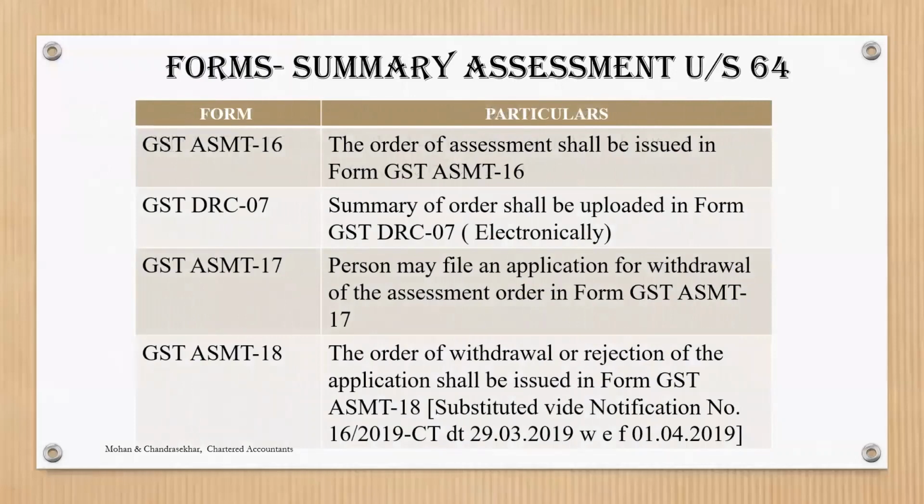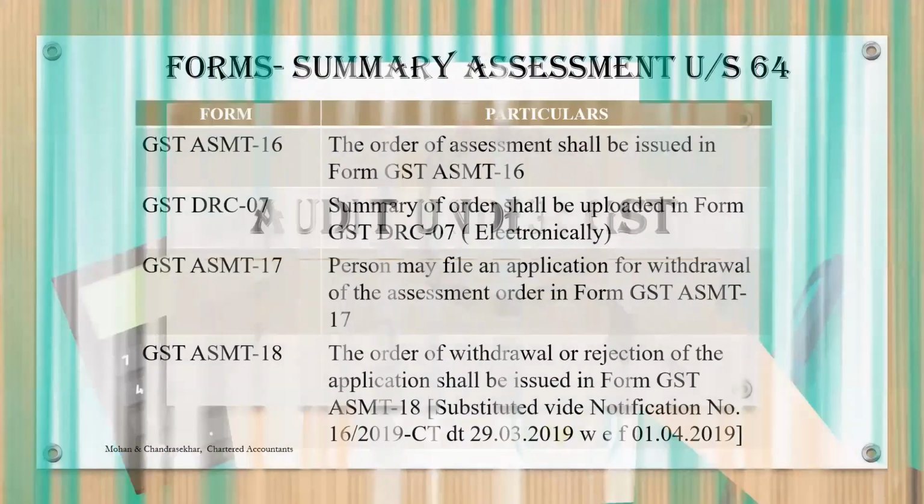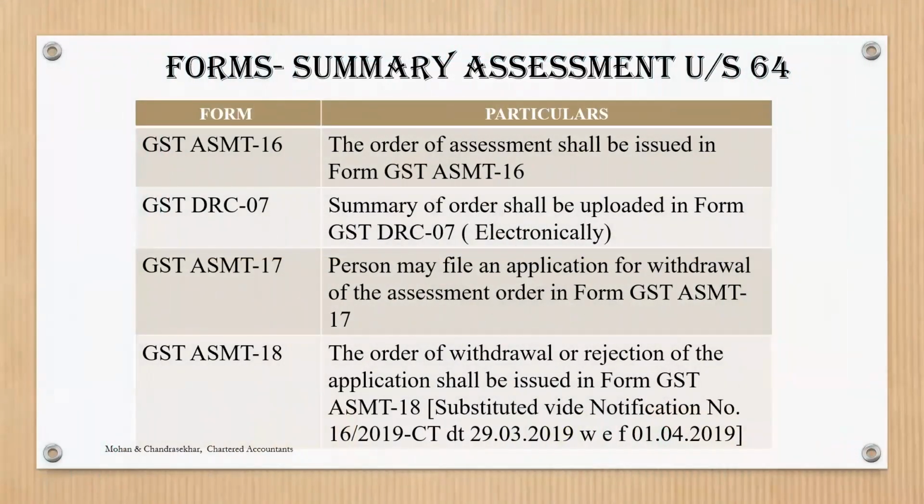Basically, summary assessment is ASMT 16, where the order will be passed directly with DRC 07 uploaded. The person may file an application for withdrawal. As soon as the order is passed, the registered person may file an application for withdrawing this order in ASMT 17. In ASMT 18, the order of withdrawal or rejection of the application shall be issued. So in ASMT 18, the order will be passed. Basically, these are the assessments.